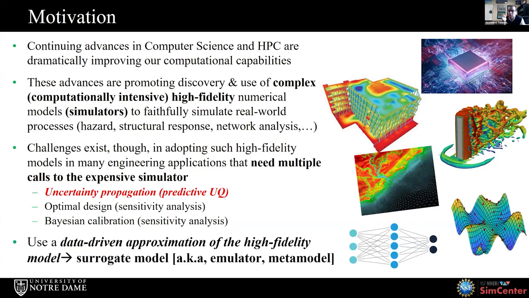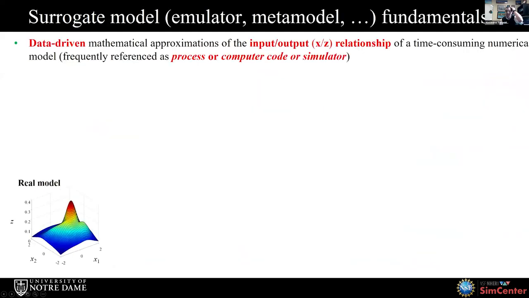The solution for still being able to leverage and incorporate these high-fidelity models in risk assessment is to use a data-driven approximation. What we call a surrogate model; other terms you might have heard are emulator or metamodel. These are data-driven approximations of the input-output relationship of your numerical model. Frequently, you might hear that numerical model referenced as the process, computer code, or simulator, especially in the applied mathematics and computer science fields.